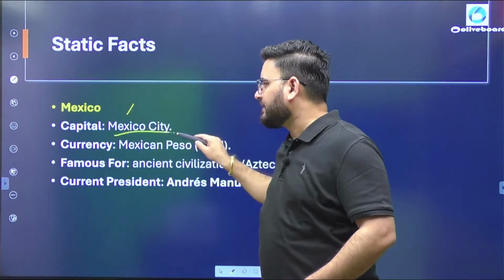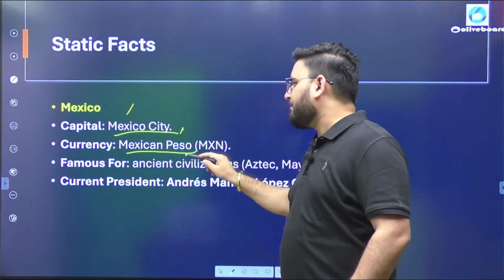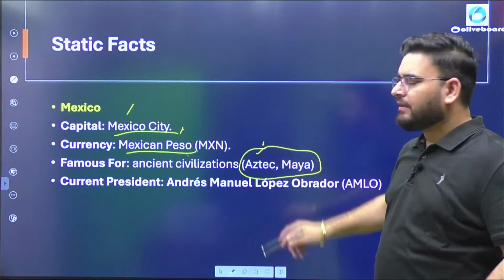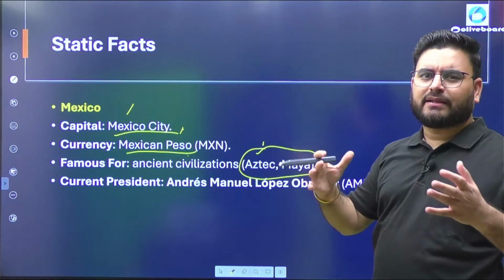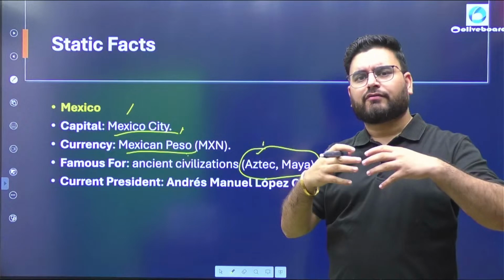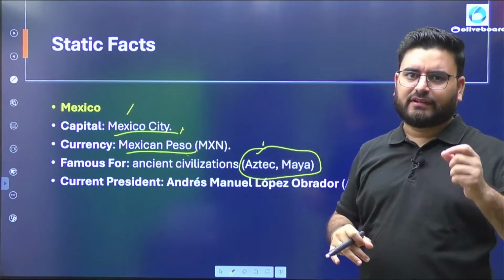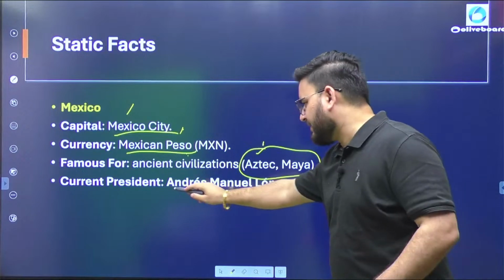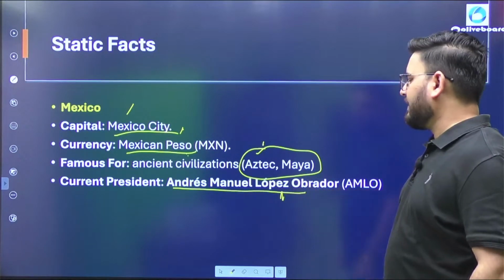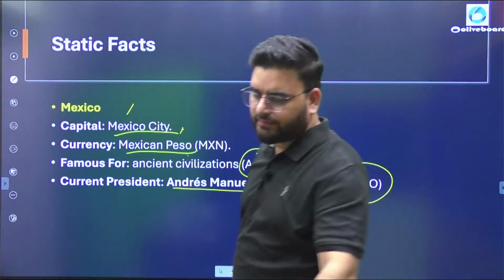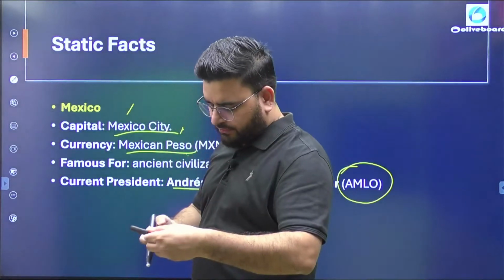About Mexico, the capital is Mexico City. Currency is the Mexican peso, and it is famous for the Aztec and Mayan civilizations. There are multiple big foundations and structures which belong to the Mayan and Aztec civilizations. The current president is Andres Manuel Lopez Obrador, short AMLO. All right, so this was Mexico.